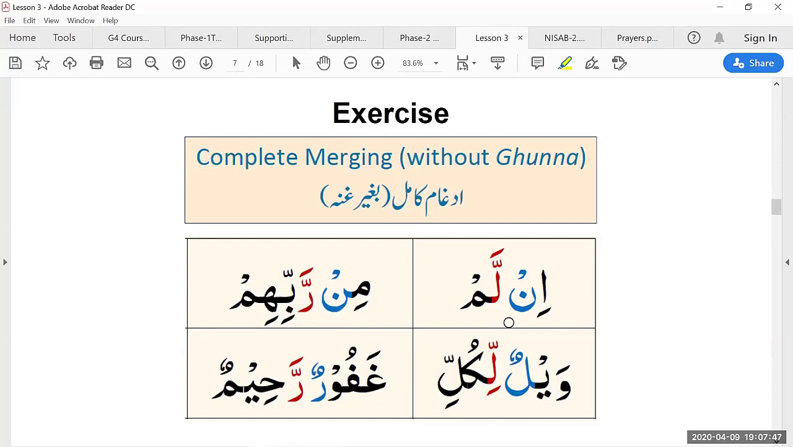Now while you were reading these words, I could hear that you did complete assimilation, right? Idgham kamil, because the noon sakin and tanween is followed by lam mushaddad or ra mushaddad. That was very good. Jazakillah, L309.